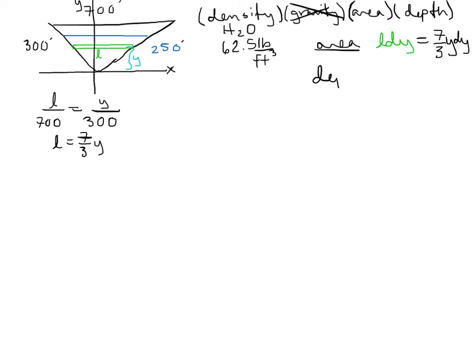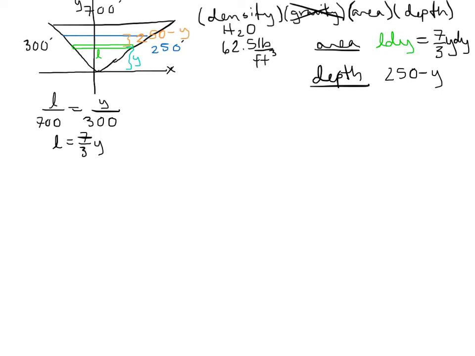And now the depth. Y was from the x-axis up. So the distance from the water down to that slice, from the water to that slice right there, is going to be 250 minus y. We take the depth of the water and then subtract off y, and so this thing is 250 minus y deep. So depth is 250 minus y.